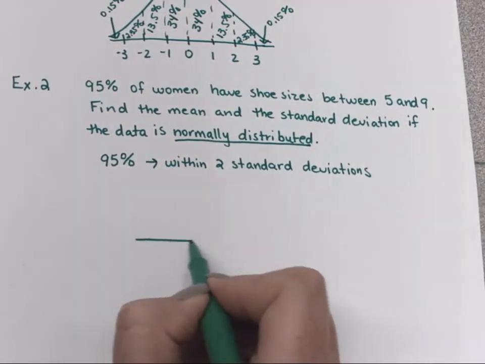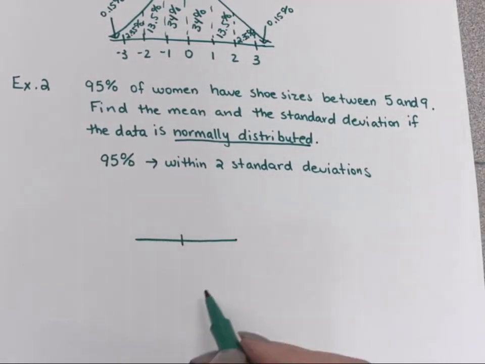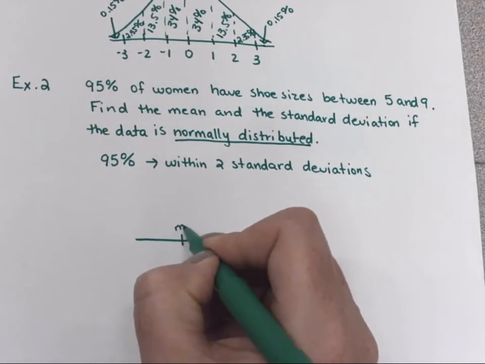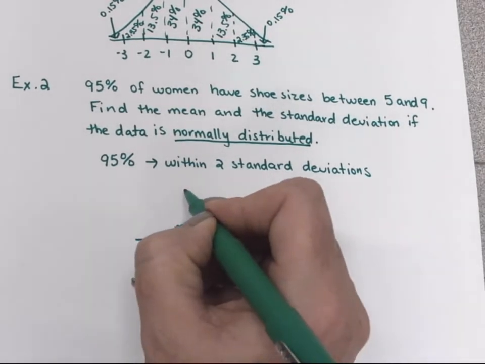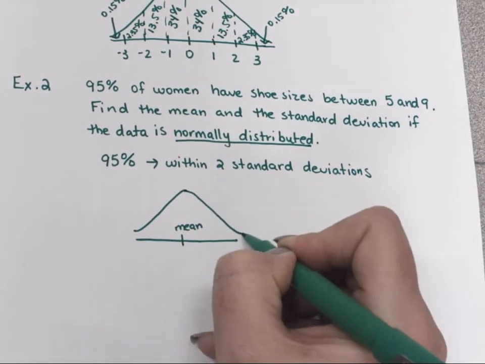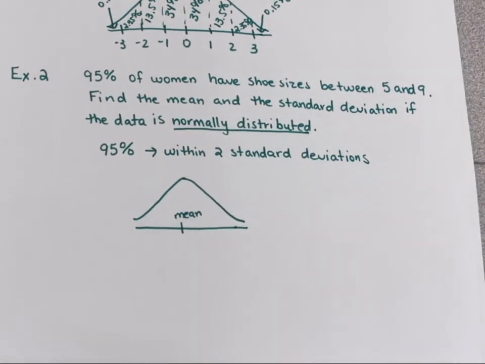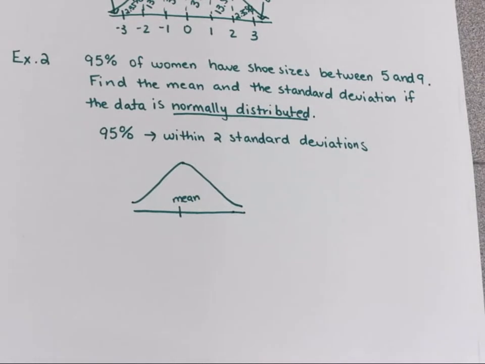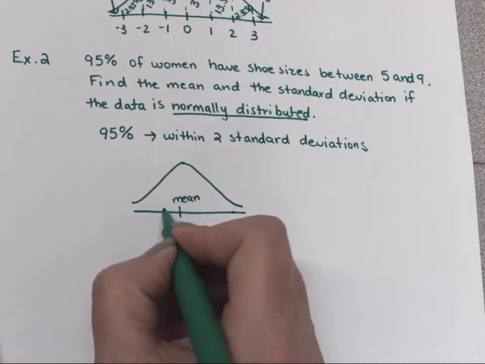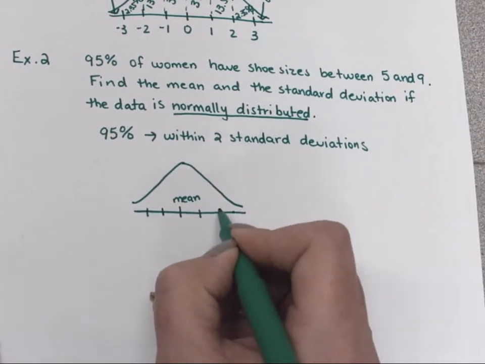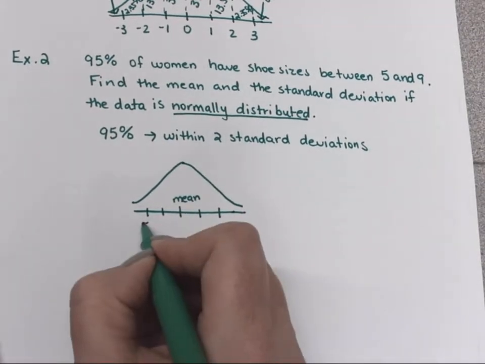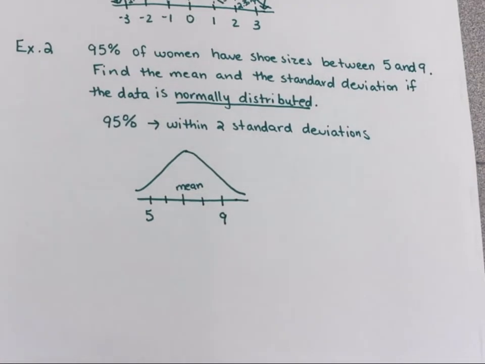So let's go ahead and draw a basic curve here. Notice, this is where the mean is going to go, but I actually don't know what that is right now. So I'm going to draw my bell curve. That's actually one of the things I'm trying to find, what the mean is. But what do I know? I know that when I go out 2 standard deviations on either side, I end up at sizes 5 and 9. So that much I do know. Then we just want to try to fill in what this would have to be.